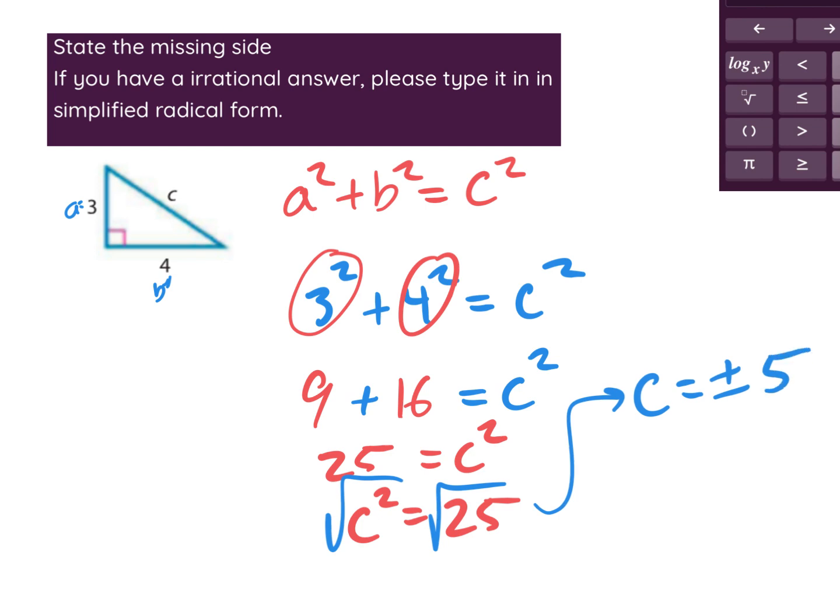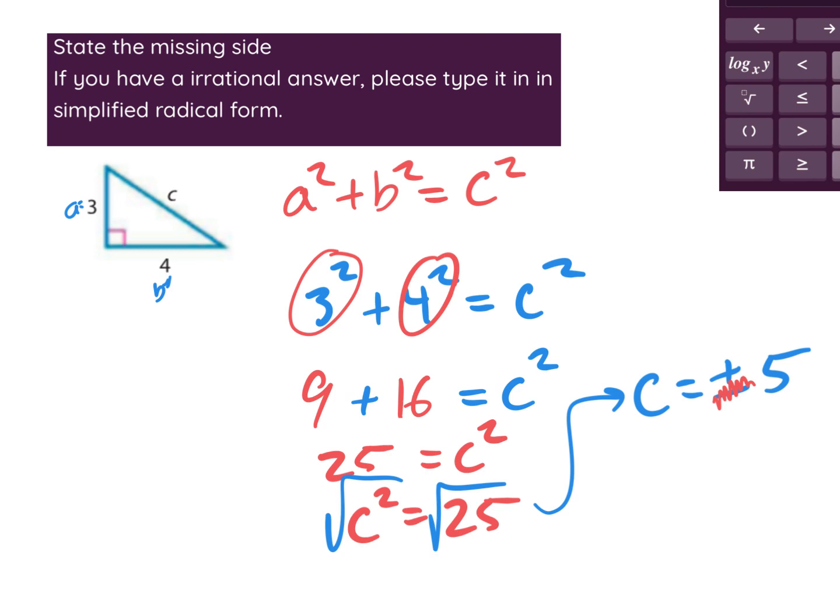Now, we are talking about the actual measurements of a triangle. This is probably 3 inches or 3 feet, whatever the unit of measurement is. This is 4 inches, 4 feet, who knows? But there's no such thing as a negative distance. So because there's no such thing as a negative distance, you don't have to put the plus or minus. You're just going to put C is 5, right? But if it were a regular equation, you would put plus or minus 5.